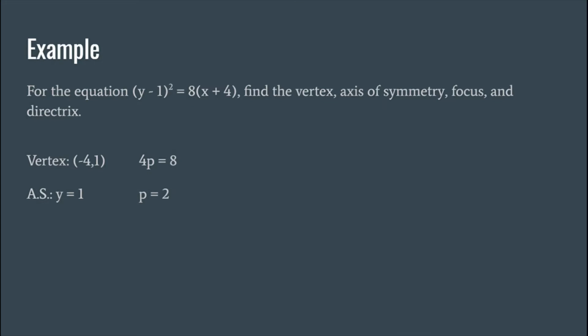Okay, so now our focus, since this is a horizontal parabola, is going to be (h plus p, k). So we're going to add this value to h. Okay, so there's our focus. Now our directrix is in the form x equals h minus p. So we're going to take this value and subtract it from h. Okay, and remember, it's always in the form x equals h minus p.